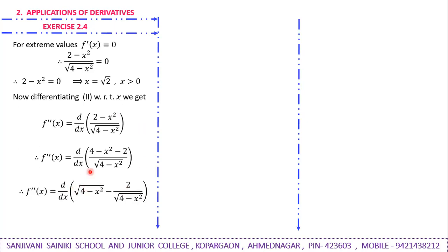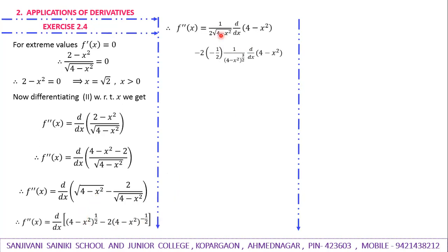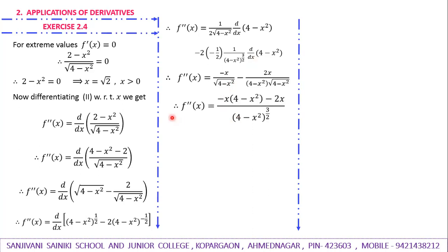Okay. So here this root of 4 minus x square. So root f of x, its derivative is 1 upon 2 root f of x into f dash of x. So this is the derivative, and minus 2 times this, f of x raised to n is n times f of x raised to n minus 1 into f dash of x. Use that formula, you will obtain this function. So that second order derivative is x cube minus 6x upon 4 minus x square raised to 3 by 2. This is our equation number 3.